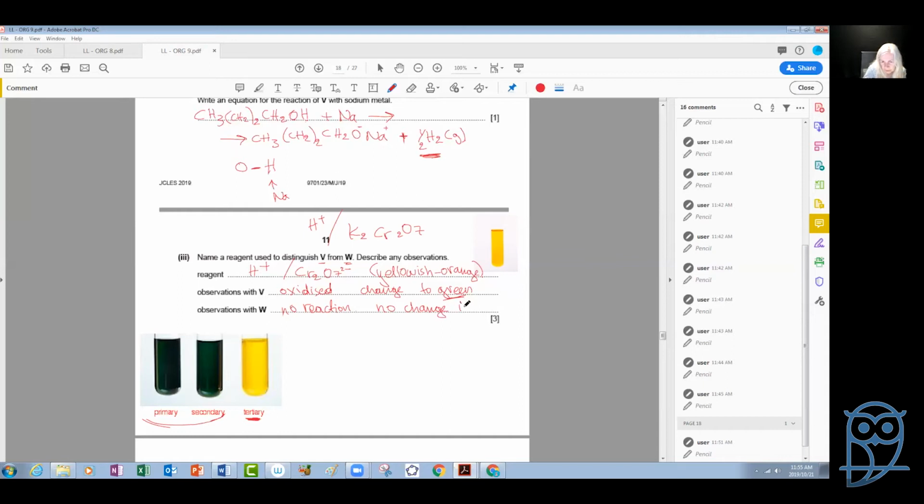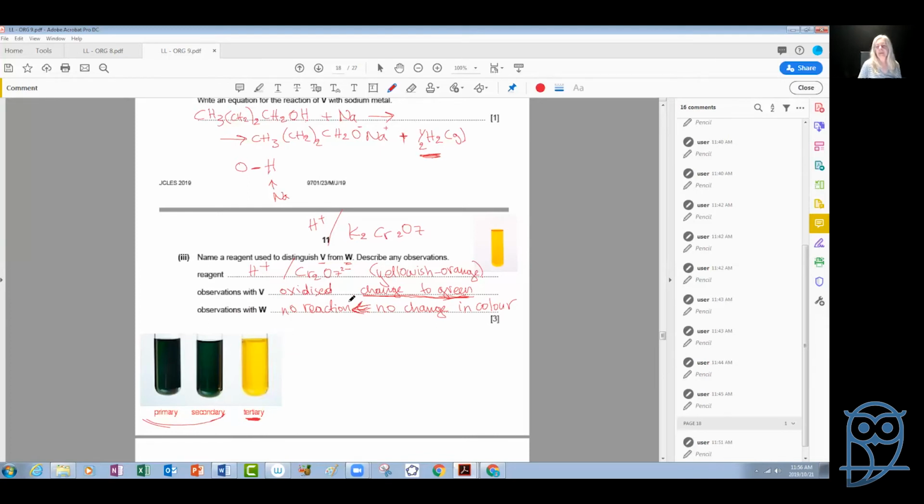No change in color, which means there's no reaction, obviously. That should be first. We see no change in color, which means there is no reaction taking place. In the previous case, we see a change from yellow to green, which means there was a reaction, an oxidation reaction taking place. And that's the observation. That's enough, okay?